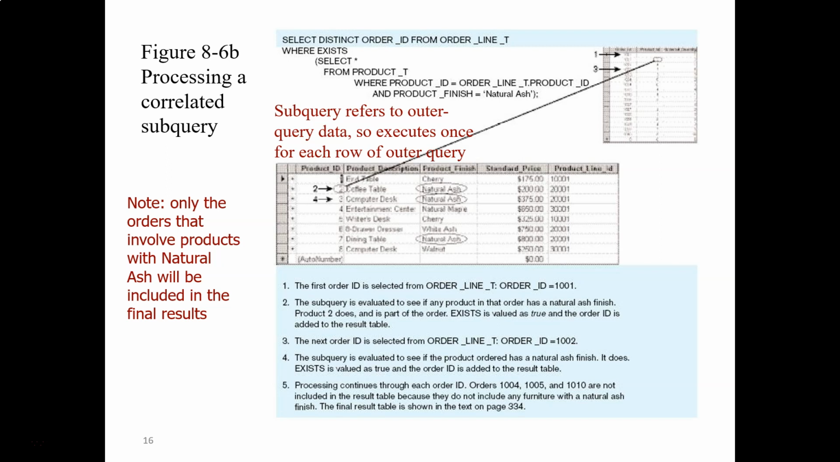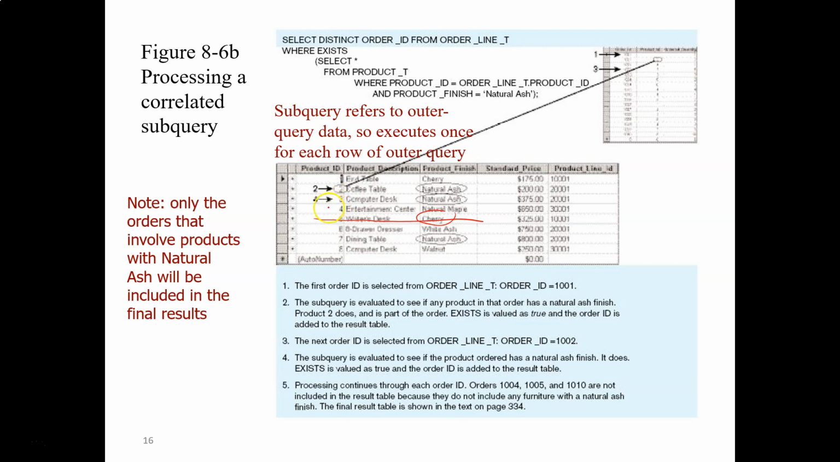Okay, so it executes the outer query first, and then it goes into the inner query, trying to select everything from the product table where the product ID equals this product ID, and product finish equals natural ash. Well, let's say product 5 happens to have the finish cherry, then it doesn't meet this criteria. So what will happen is it will scratch this from the list. Then it goes to the next record in the outer query. Let's say order ID is 1002, and with product, let's say 3.